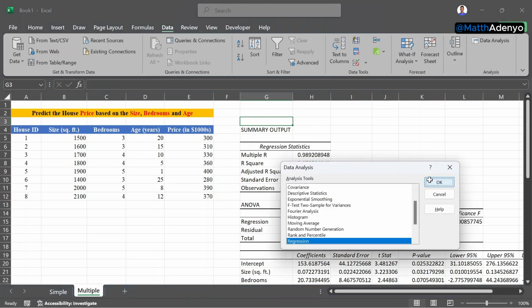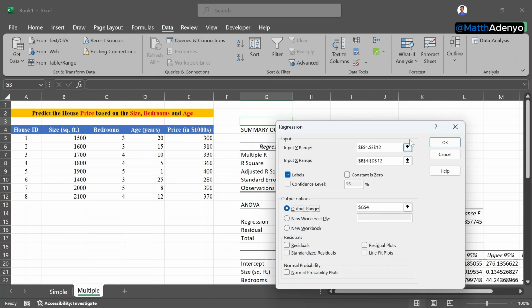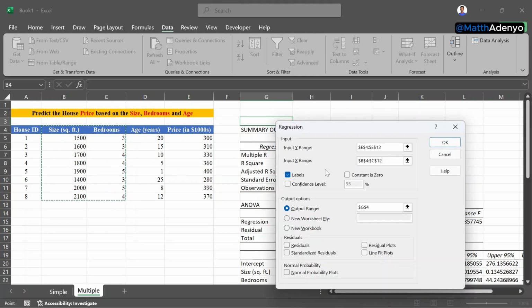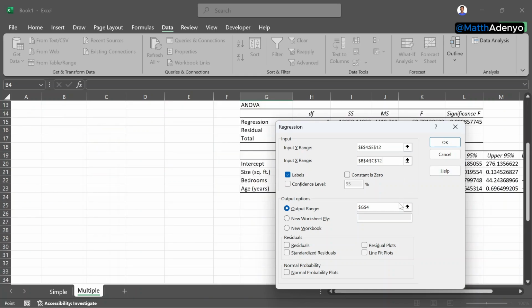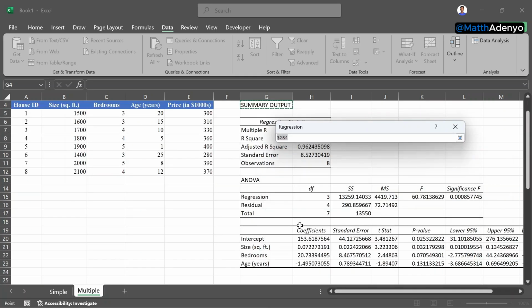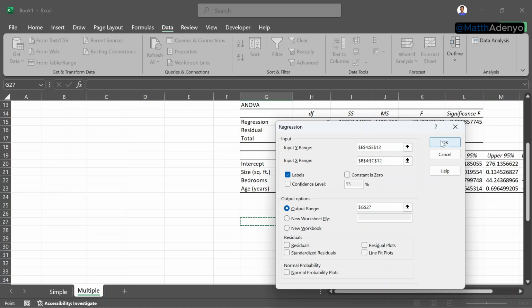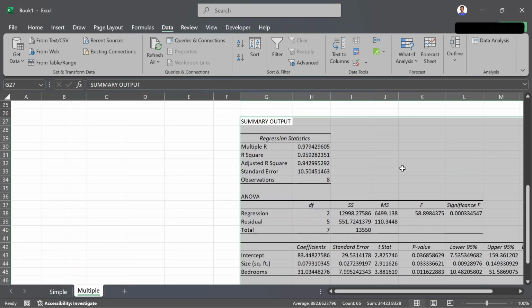So let's go to the regression again, and this time the y range, which is the dependent variable, is the same thing. Let me just change only this one, and this time I need only these two, so I'll select only these two. Okay, and then where do I want to put that? Let me scroll down. I want to put it beneath this particular one, so let me choose this side, and I'll say okay, and then I have it.